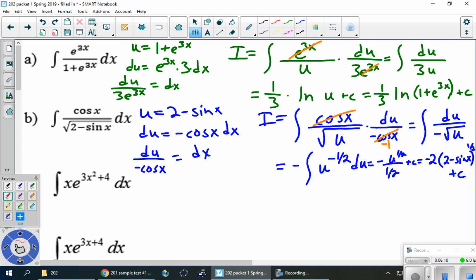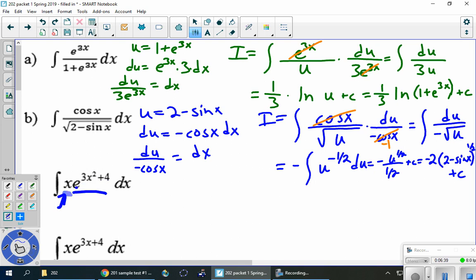Okay, part C, integral x e to the 3x squared plus 4. I see the product of two things. I start thinking, maybe one of them is u and the other one is du. If we try letting u equal this entire thing, the derivative of e to the 3x squared plus 4 is e to the 3x squared plus 4 times 6x from the derivative up there. But I don't have any of that here. I don't have anything near as complicated as another copy of e to the 3x squared plus 4. I just have x. So that's not a good choice.